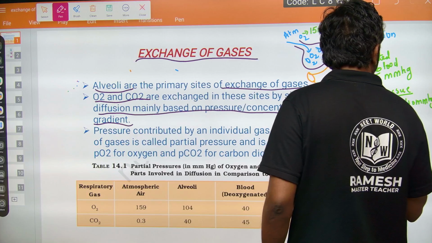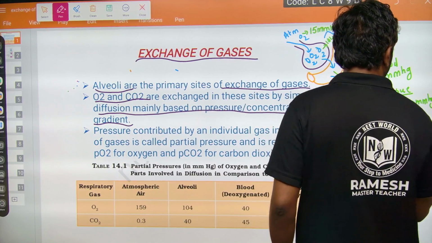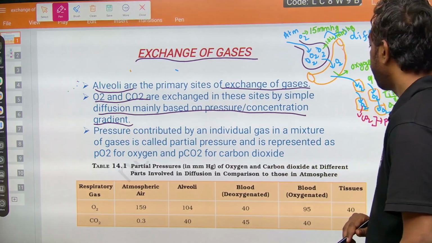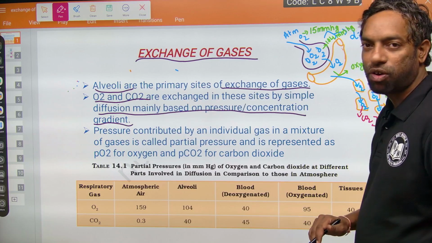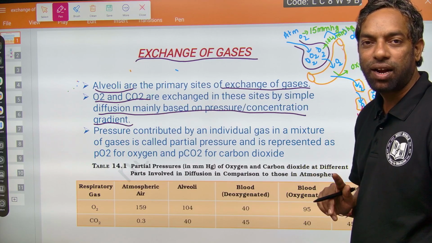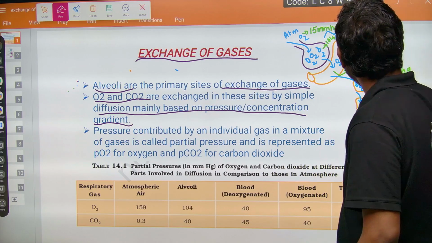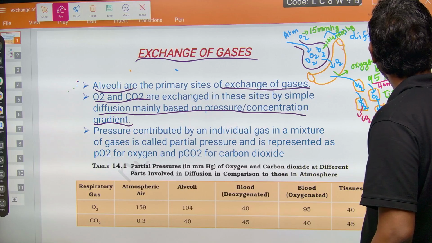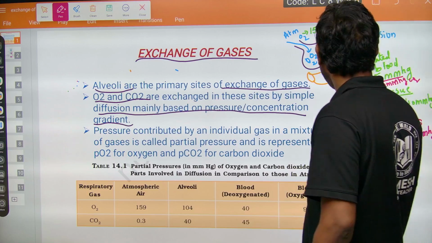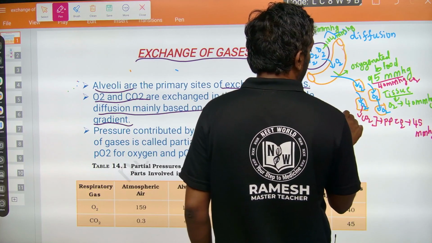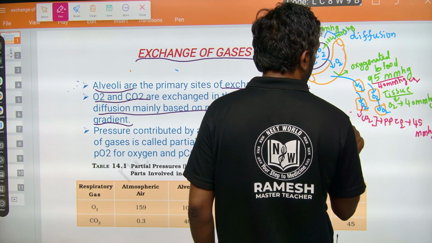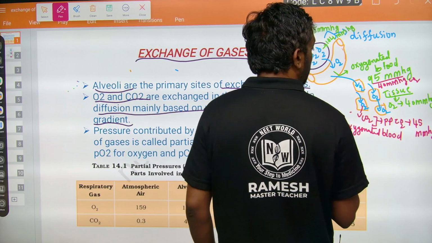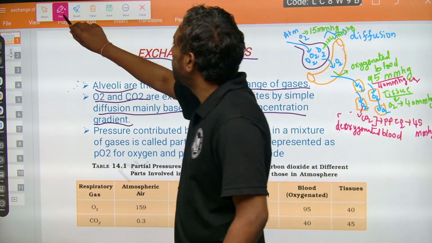The partial pressure of CO2 in the tissue is 45 mmHg. That's why oxygen is released from hemoglobin and CO2 binds. CO2 partial pressure is higher than oxygen in the tissue, not in the lungs. Oxygenated blood has 95 mmHg of oxygen and 40 mmHg of CO2. If the blood utilizes the oxygen, it turns into deoxygenated blood.